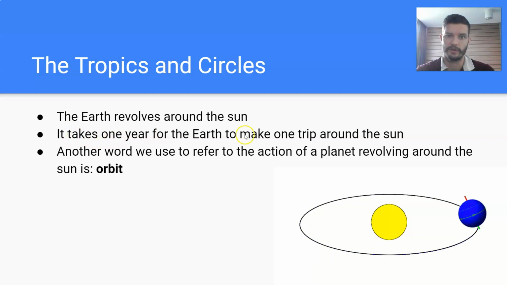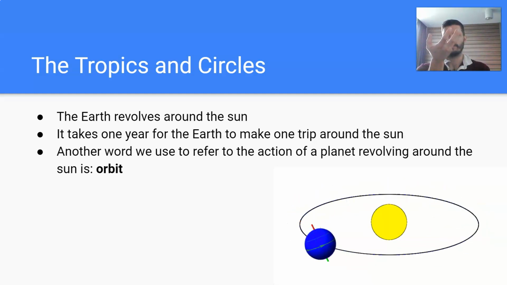Okay, so the Earth revolves around the sun, as we said, orbits around the sun. So orbit and revolve are synonyms. You can use them interchangeably. It takes 1 complete year for the Earth to orbit around the sun. So for the Earth to go around the sun 1 complete time, that's 1 year. It takes the Earth 1 day to make 1 full rotation.